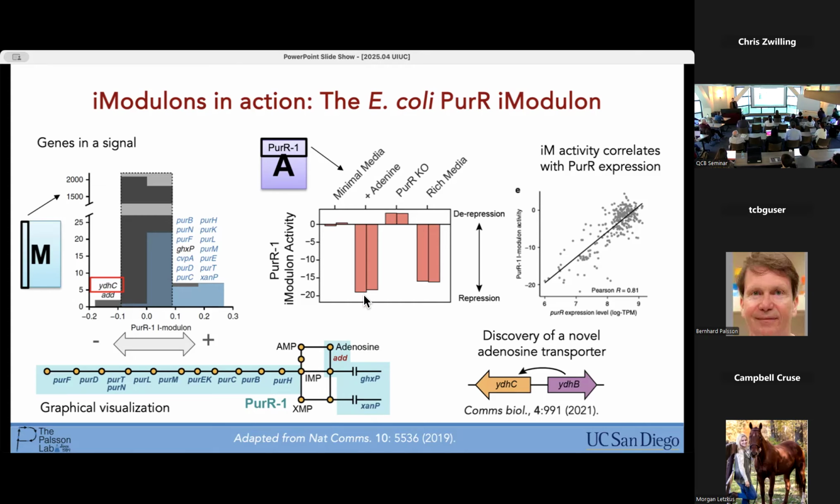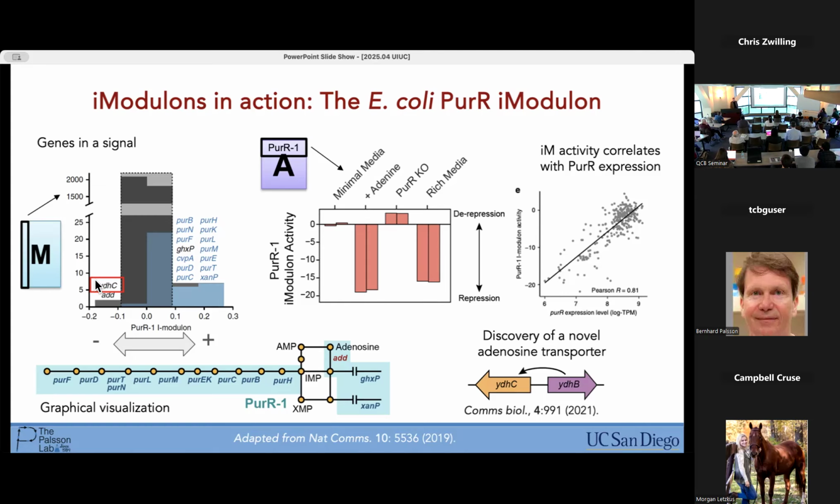If I plot the expression level of the regulator against the iModulon activity, these are now 278 points, it looks like this, pretty well correlated. This is not always the case because some transcription factors have a cofactor. Fur, the ferric uptake regulator, has iron as a cofactor, as an example. But for many of them, it looks like this.